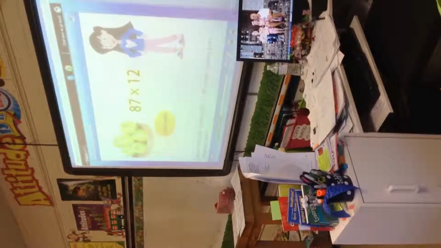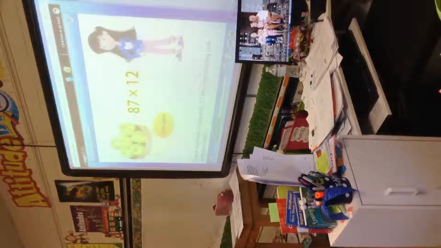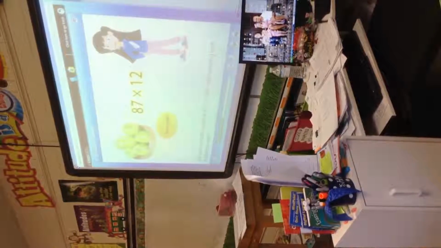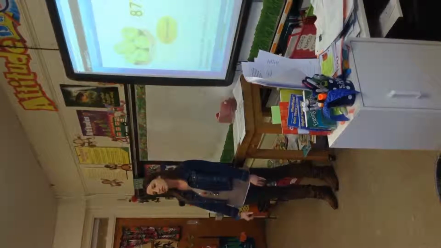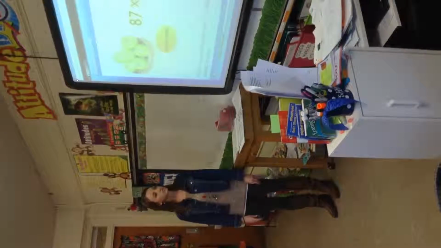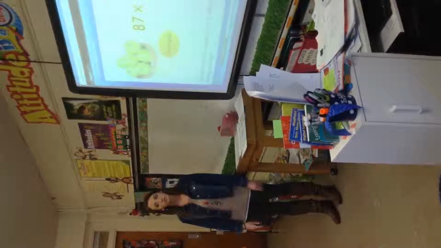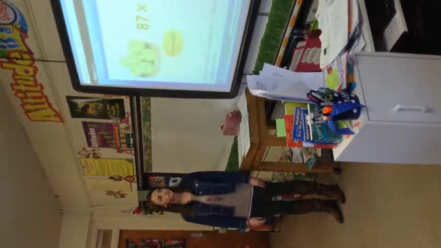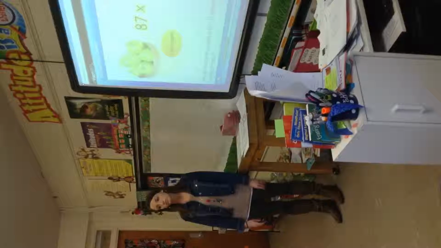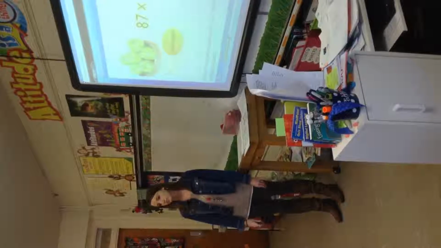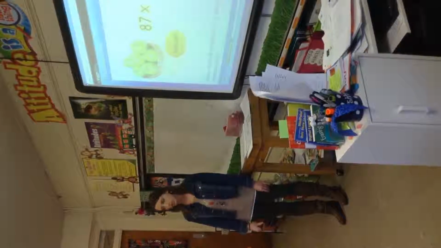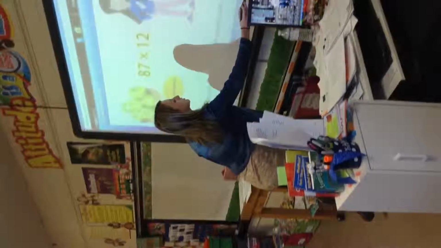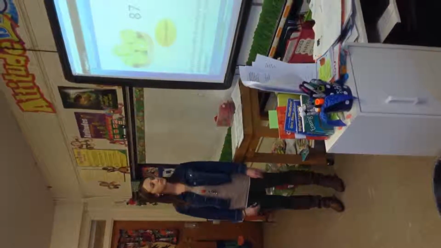You can round both numbers in 87 times 12. Why might rounding both numbers be useful? Why do you think this will be useful? Because you can check your answer and make it more reasonable. Make it easier to multiply. It would be easier, right? If you round those and both had zeros on the end, that would be a lot easier. 87 and 12 may be difficult to multiply quickly.